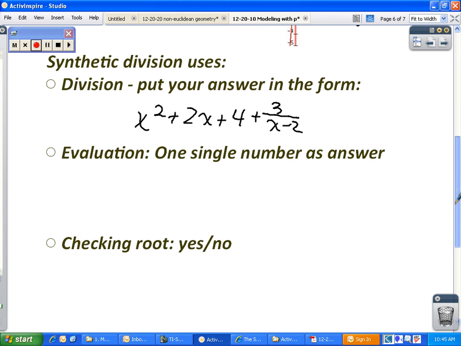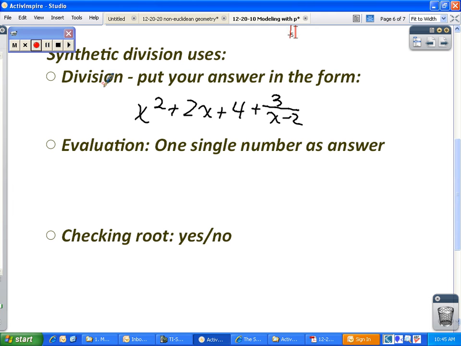In synthetic division, there are three uses. One use is division. You want to put your answer in the form x squared plus 2x plus 4 plus 3 over x minus 2. Evaluation is one single number as an answer, like we went over in the review packet. And if you're checking to see if a binomial is a root, it's a yes or no answer.